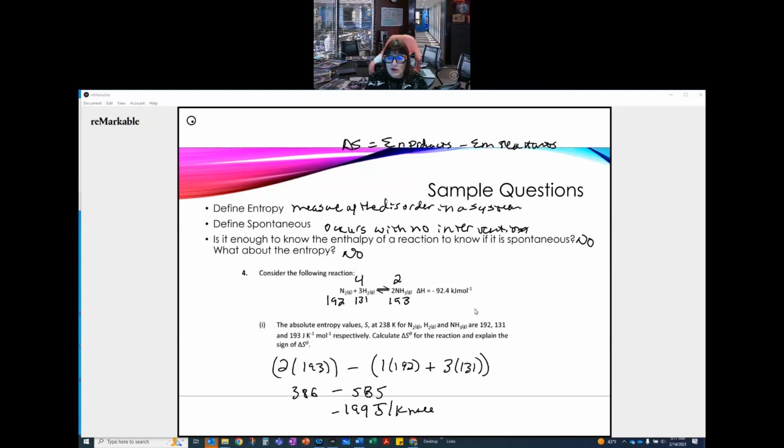So I have less disorder when I have 2 moles of gas than I do when I have 4 moles of gas. Even though the molecules are bigger and have more bonds and there are more ways that I can arrange them, that factor is less of a contributor than the number of moles of gas. So that's why it's negative. It has everything to do with the change in the number of moles.